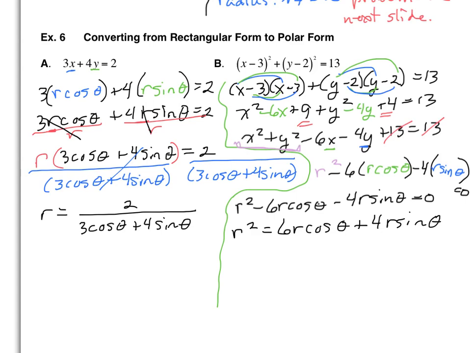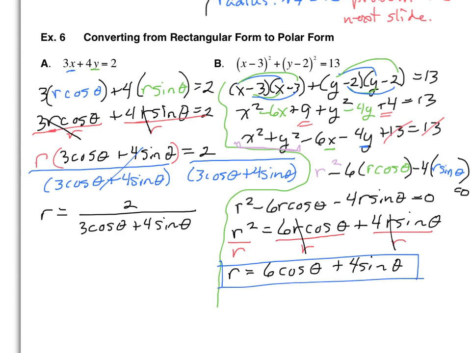This is one of the few times you're going to see me dividing by a variable. If I want to solve for r, can't I divide that by r? Well, if I divide one term by r, I have to divide all the terms by r. Technically, I'm dividing that whole right side by r. And we end up with r equals, the r's cancel, 6 cosine of theta plus 4 sine of theta. And you finally have it solved for r alone.